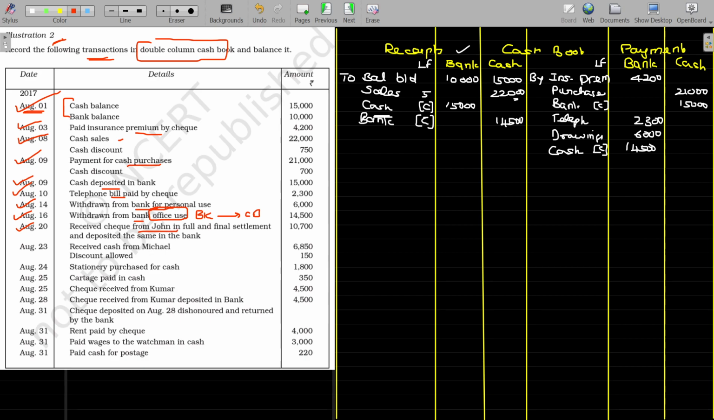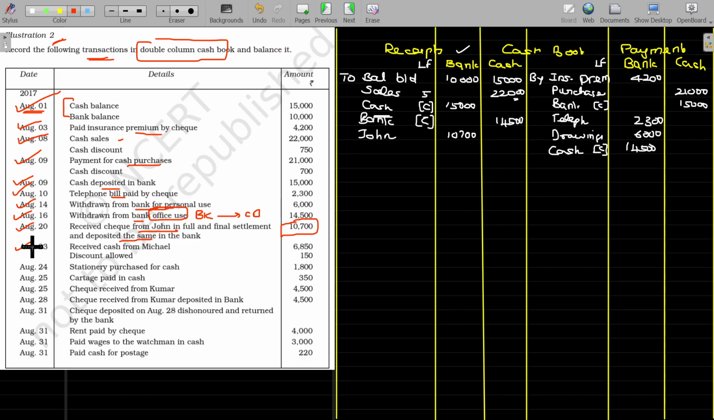Now, let's move on to the 20th one, August 20th. Received check from John in full and final settlement and deposited the same in the bank. Okay, 10,700. So we received and deposited to the bank on the same date. On the receipt side, I put the name of the party who paid us, John account, the value being 10,700. I never mind about the discount because I have not opened that column.